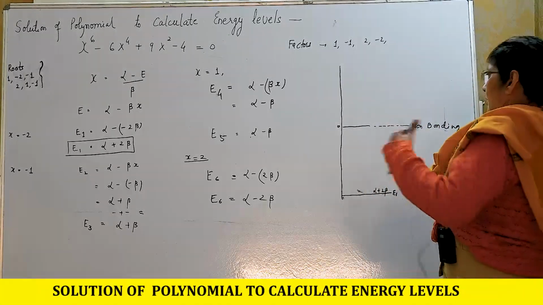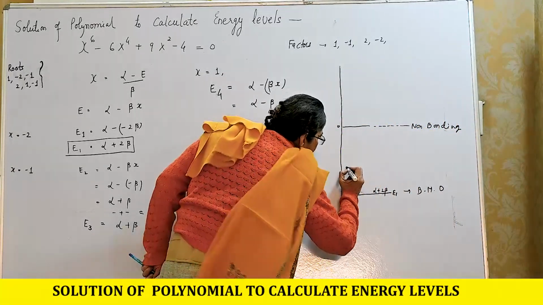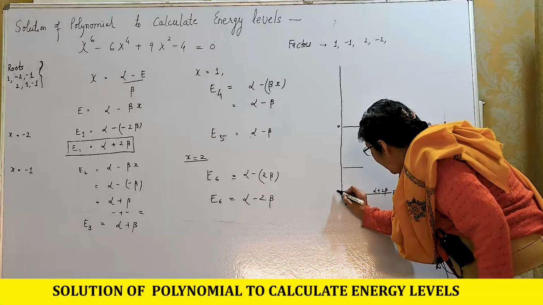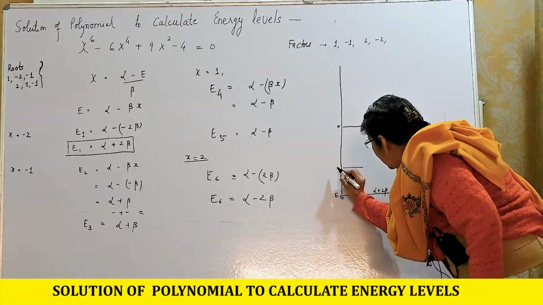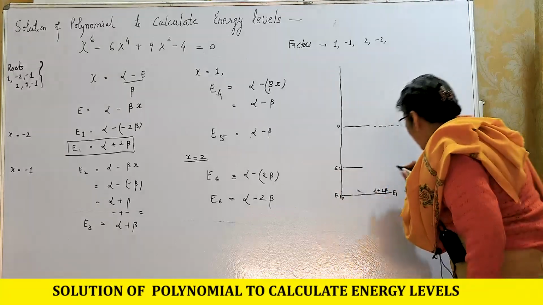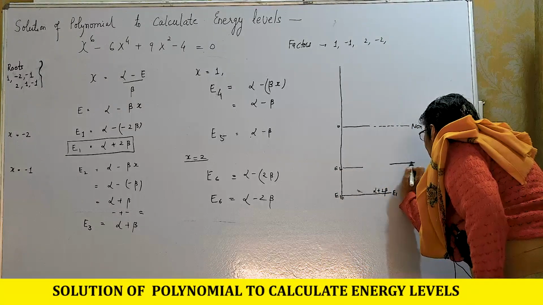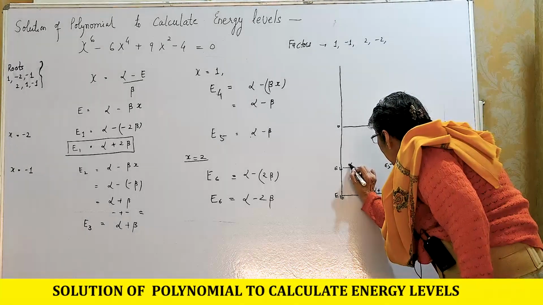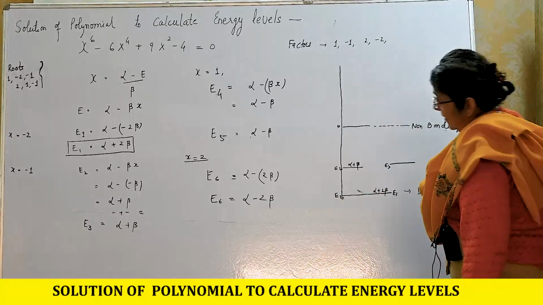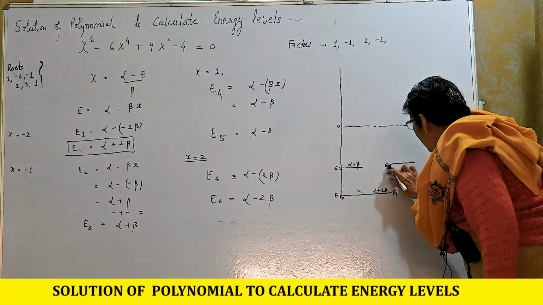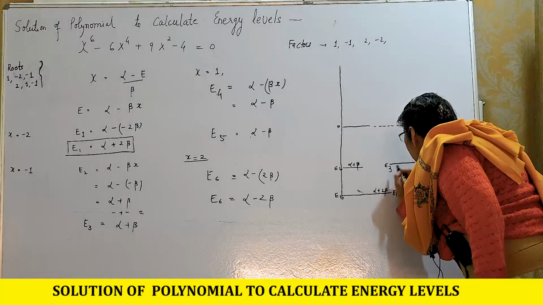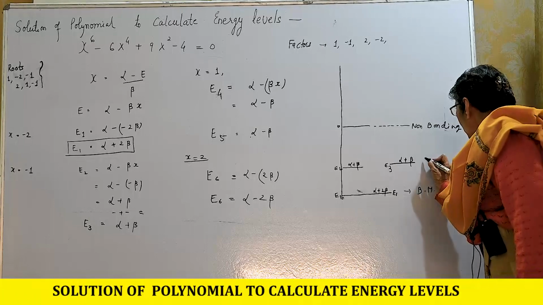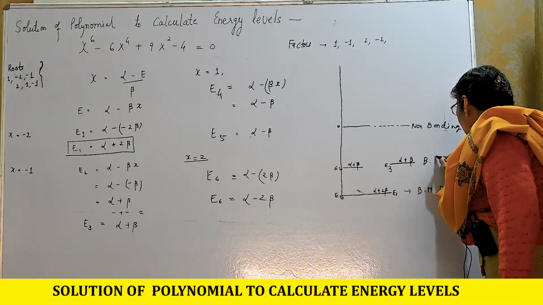and a little higher, this is E1, this is E2, and this is E3. This is again alpha plus beta, and this is again alpha plus beta. This is also a bonding molecular orbital.